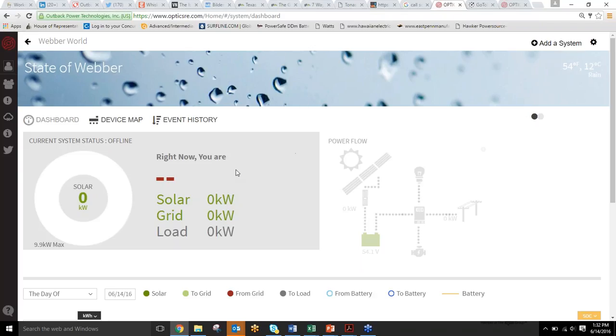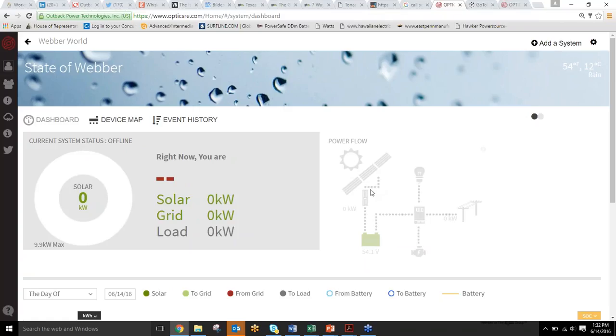Now, if he wasn't working on his system, since it's raining, it would probably say consuming, and it would show red. If you were producing, it would show green on this dial. He's got a 9.9 kilowatt system, so the most that he would ever be producing would be in that 9.9 range. Of course, in Canada, I know sometimes you guys go past STC ratings on your systems.